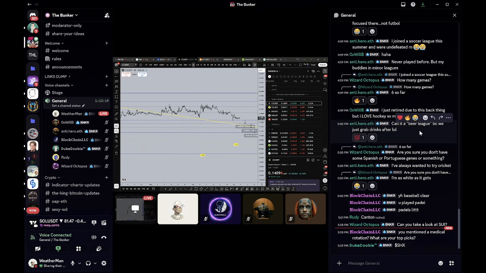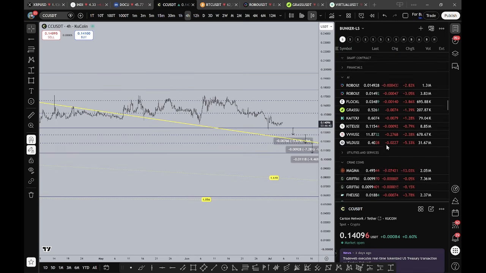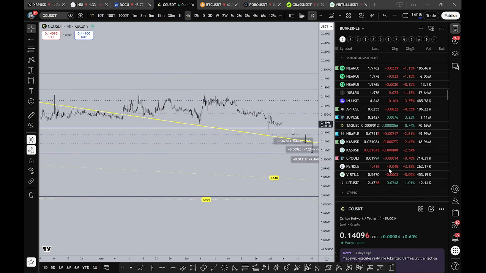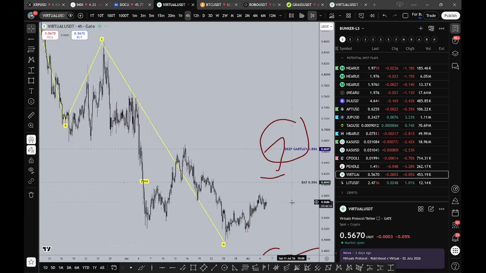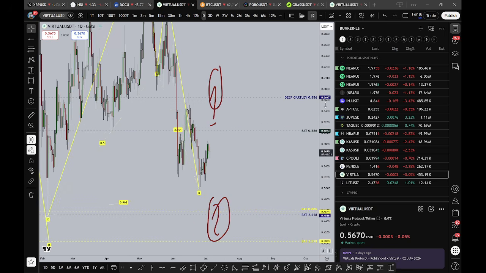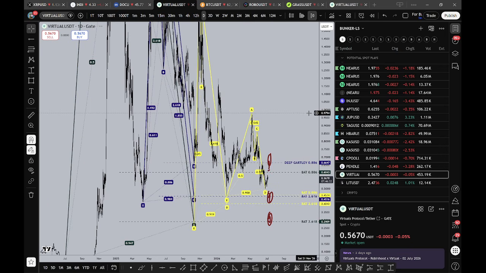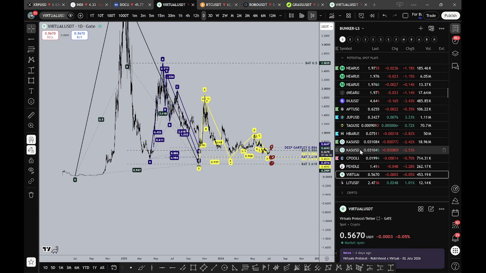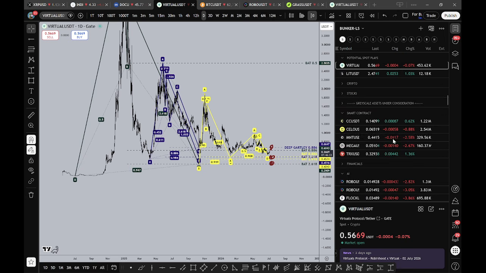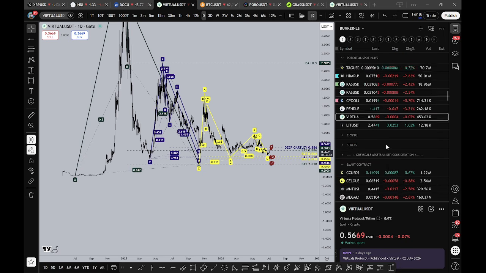Sui next. Let's take a look at Sui. Virtuals is another one, still below all of its M shapes. Yeah, but Virtual has a load of M shapes in the making. There was another one, I forgot what the ticker was. There was one where it was literally back to back M shapes. I remember, one sec, guys.